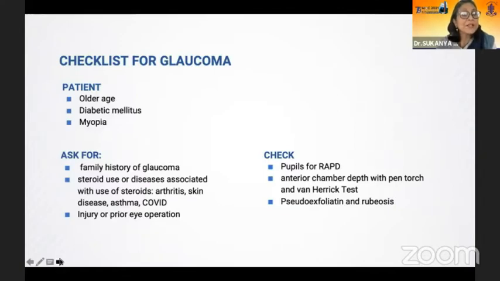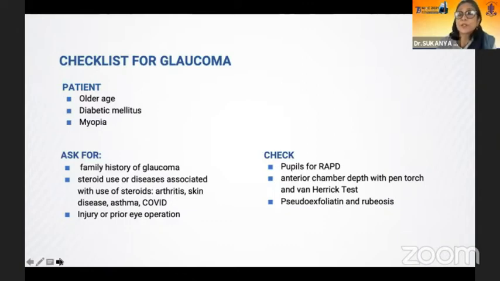Make it a point of asking every patient whether he has a family history of glaucoma, whether he has used steroids or is suffering from any diseases in which he may be using steroids, or whether he has an injury or a prior eye operation.